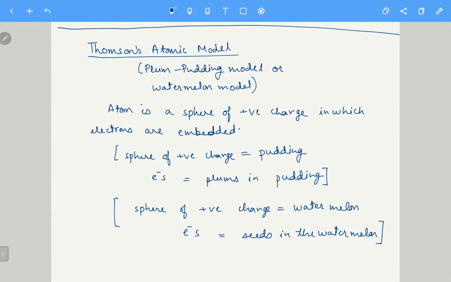And this could explain the results of the cathode ray anode ray experiment. When high voltage is applied, this high voltage plucks out these embedded electrons from the atoms, from the sphere of positive charge. So high voltage, high positive charge will pluck out these electrons which are embedded inside the pudding or embedded inside the atom.